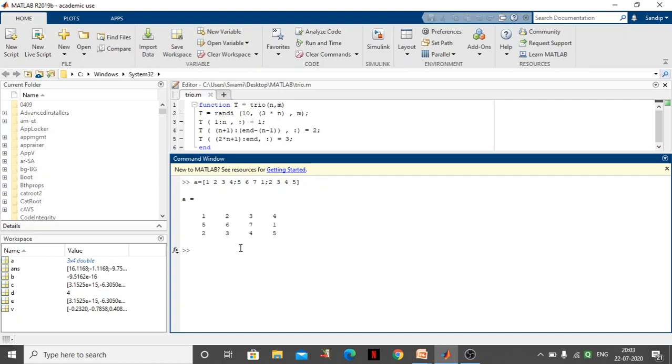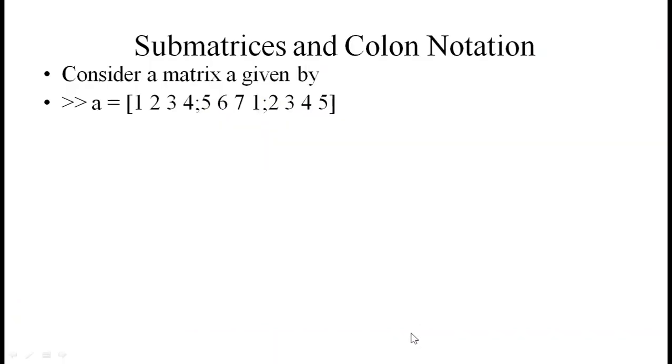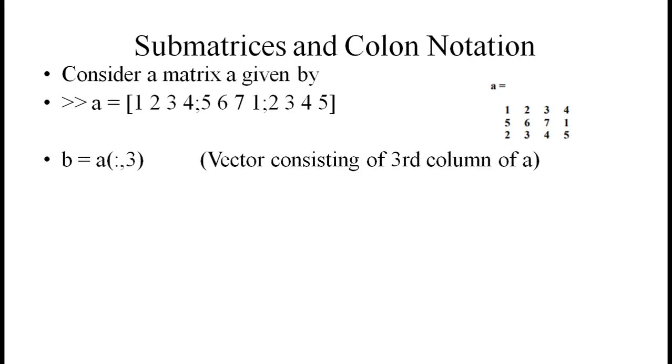Okay, now what we have to find for this matrix, let's see. We have this matrix, and we want the vector consisting of the third column of A only. So this is the matrix A, and we want only this third column, right? For the further calculation. Then how to select only the third column from this entire A? So this is by B equals A colon 3. This is the way for selecting the third column of matrix A.